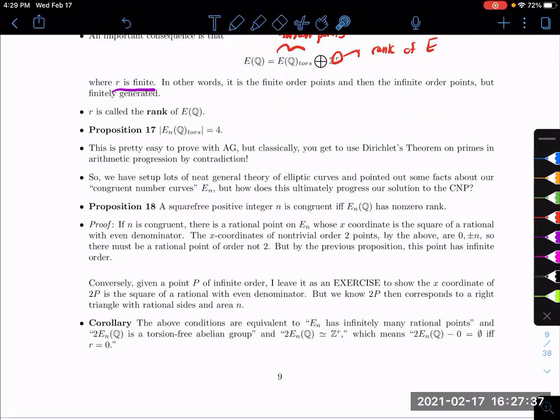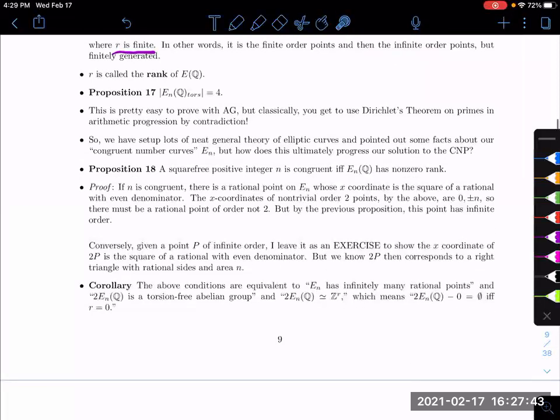And it's actually not that hard to show. I put the proof here, actually. Let's just do each direction. So let's suppose n is congruent. Well, what does that mean? From our previous characterization of congruent numbers, that means there's a rational point on E_n whose x-coordinate is the square of a rational number and with even denominator.